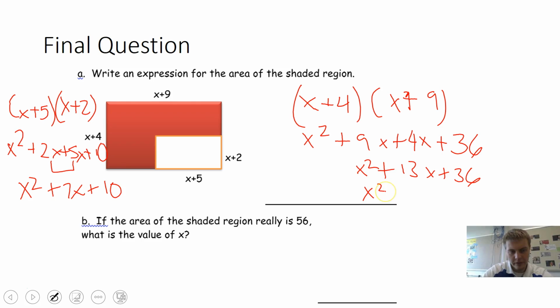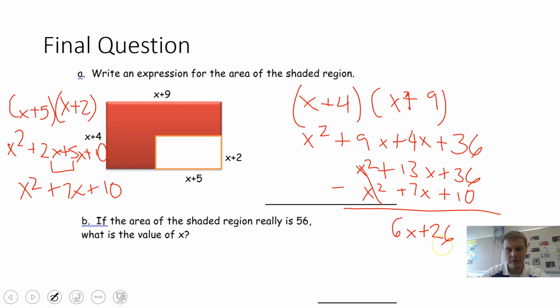And now, since we have the area of the outside and the area of the inside, we want to subtract out the area of the inside. Those will cancel. That's going to end up giving me 6x plus 26. This is the area.